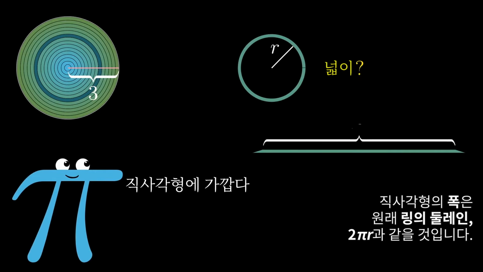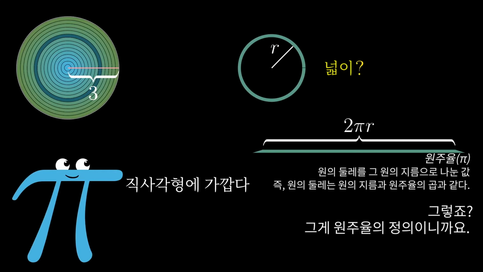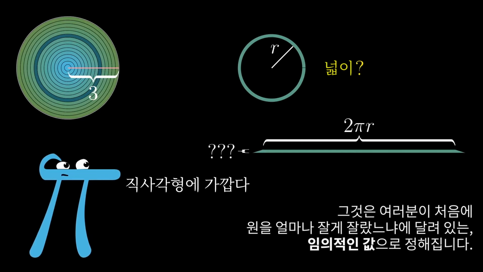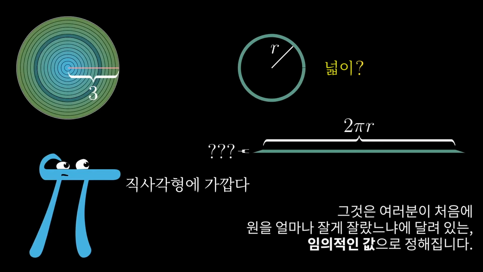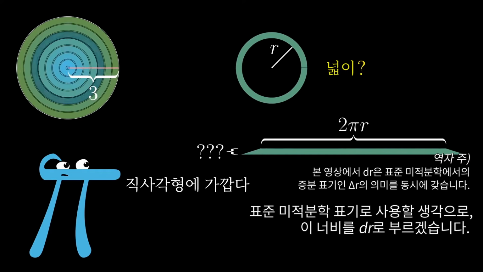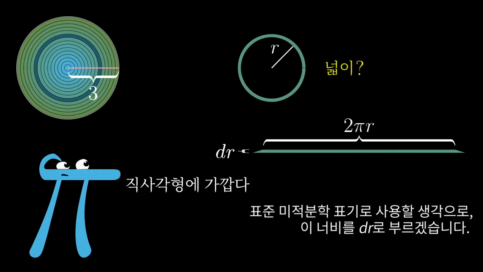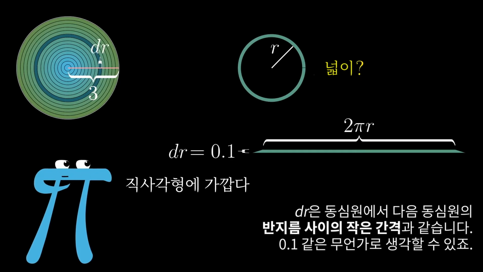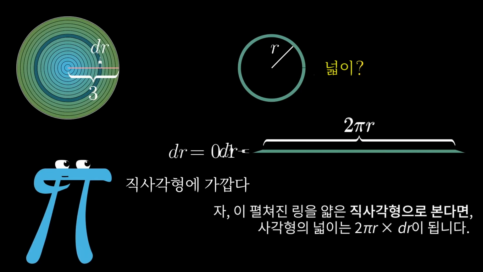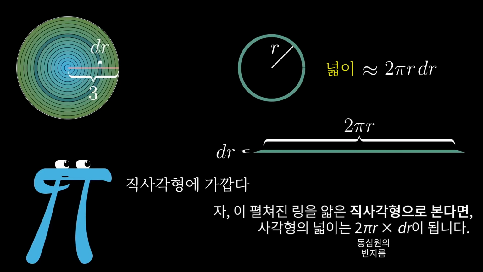The width of that rectangle is the circumference of the original ring, which is 2 pi times r, right? I mean, that's essentially the definition of pi. And its thickness? Well, that depends on how finely you chopped up the circle in the first place, which was kind of arbitrary. In the spirit of using what will come to be standard calculus notation, let's call that thickness dr, for a tiny difference in the radius from one ring to the next. Maybe you think of it as something like 0.1.